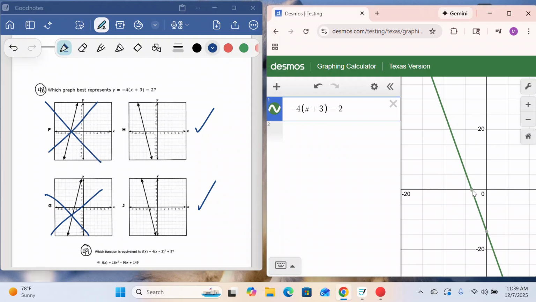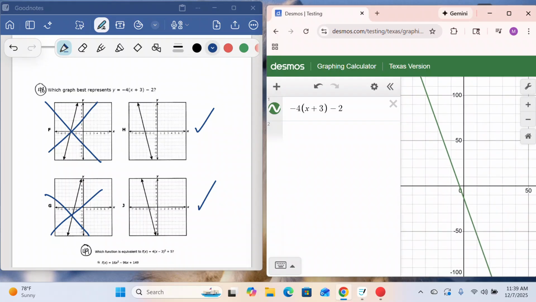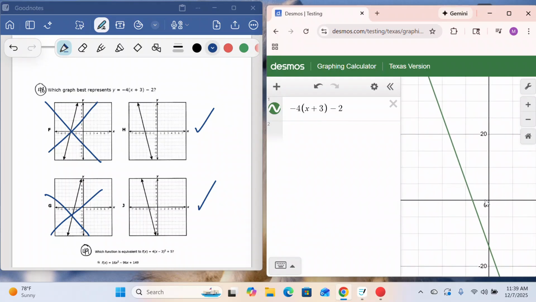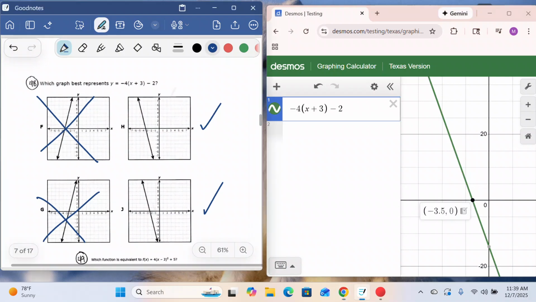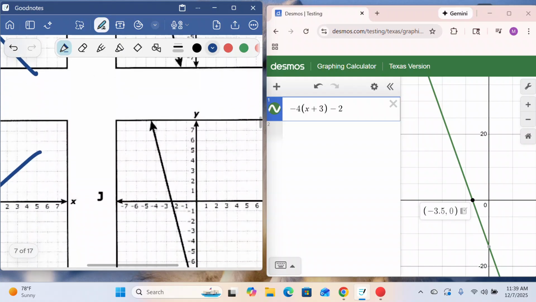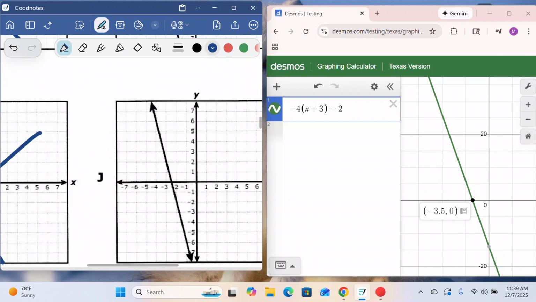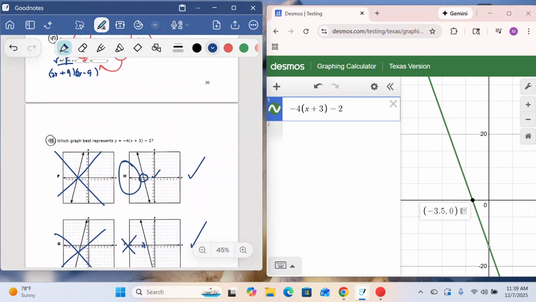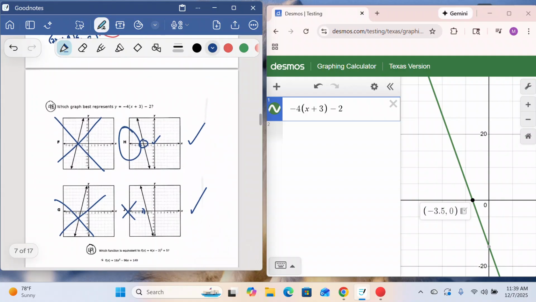The other way you can check it is you look at this graph and you find your x-intercept. You find your focal points, and remember to find your x-intercept it has to be negative 3.5. We look at this one, it looks good, and then this one, negative 3.5. Negative 3.5 is right here. This one is wrong. The correct answer choice is letter H.